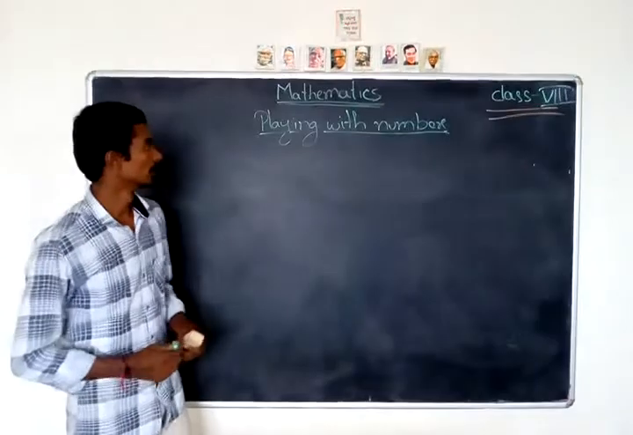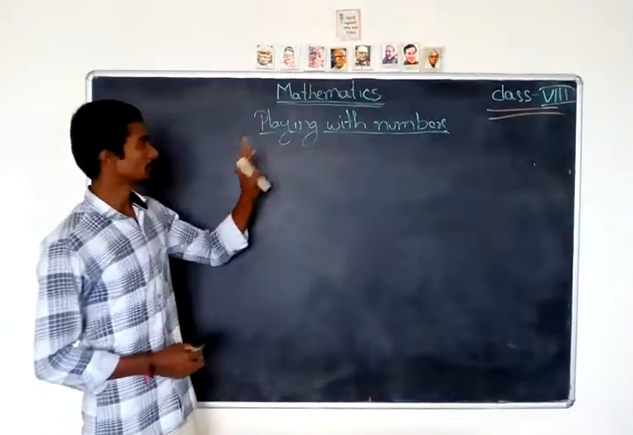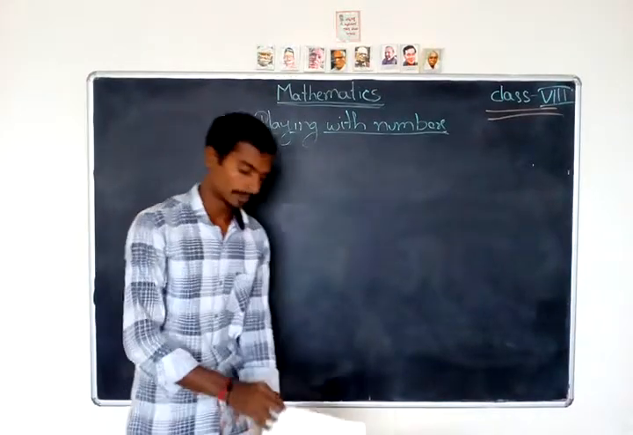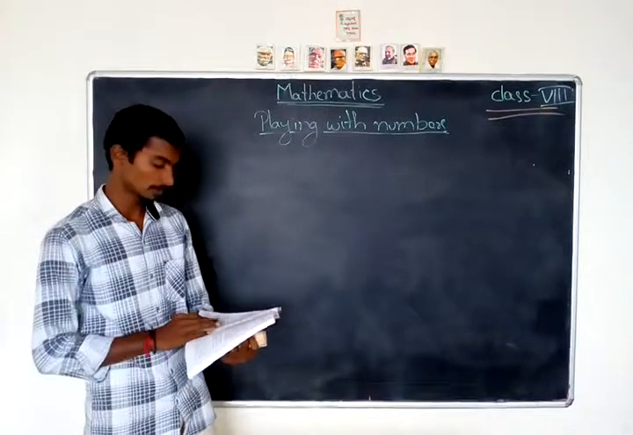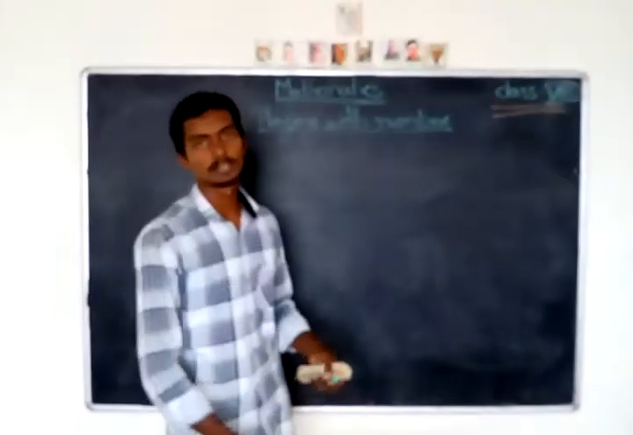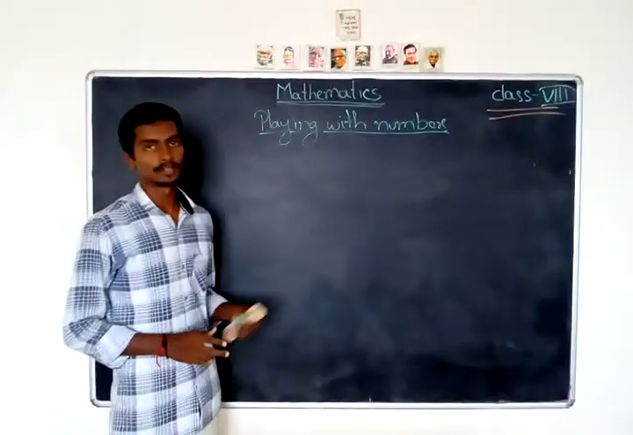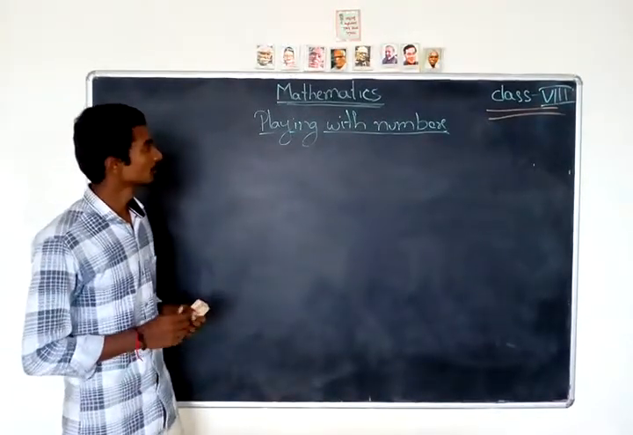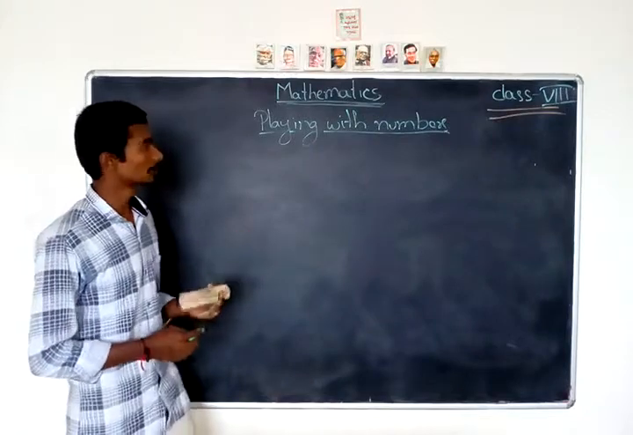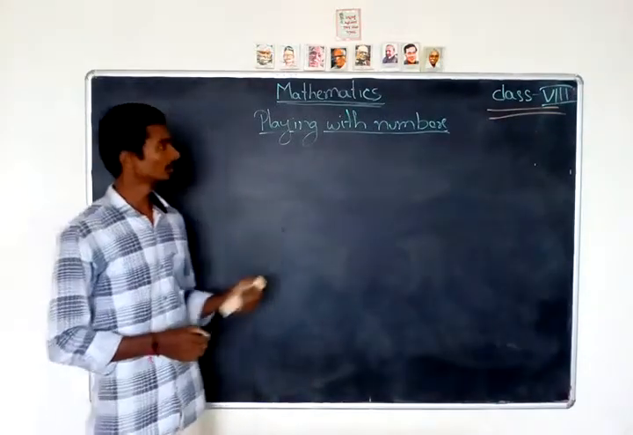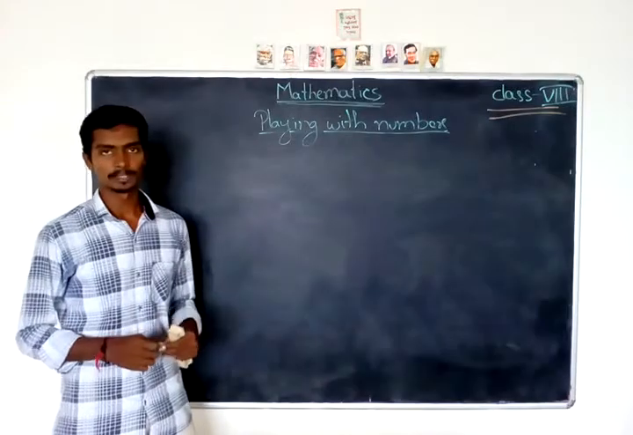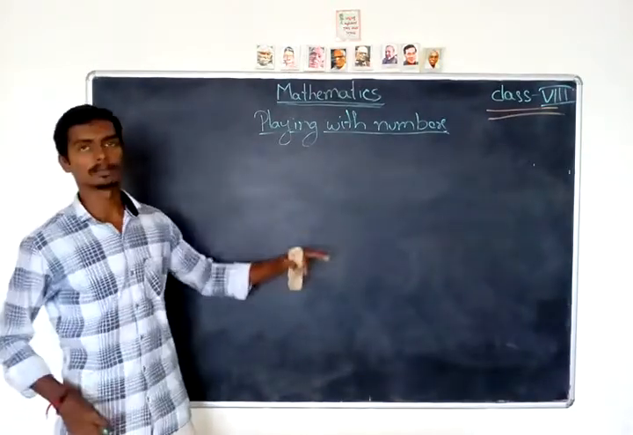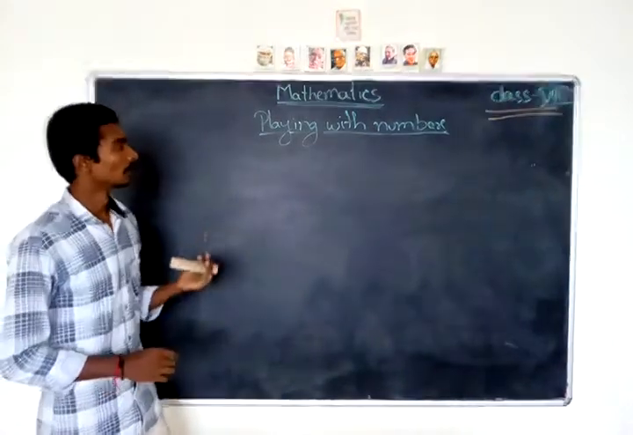Hello students, in the last class, in this chapter playing with numbers, we have discussed various interesting facts about numbers, how to write the generalized form of a number, and we have also looked at alphanumerics. In this class, we will discuss divisibility. What is divisibility? Divisibility means to know if a number is divisible by another number or not.